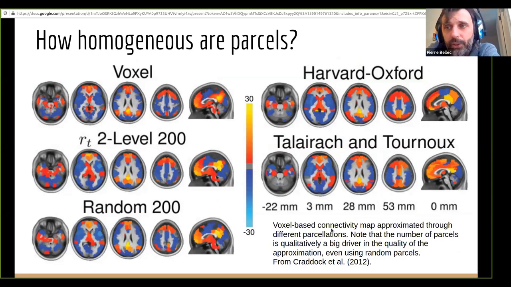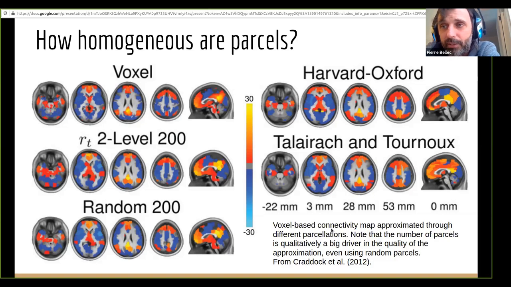So on the top left, what you have is a voxel-based, seed-based connectivity map. You put a seed in the PCC and you get the default mode network. It never gets old. And what you have in the other viewers are compressed maps. I already explained with the connectome what a compressed map is.